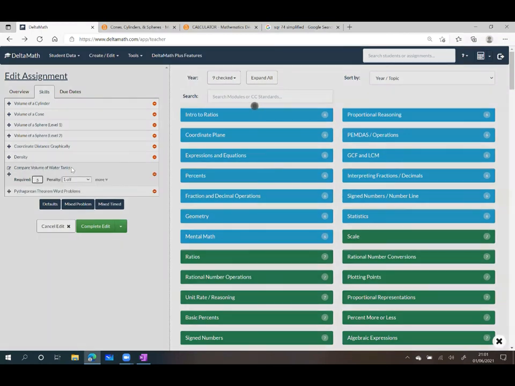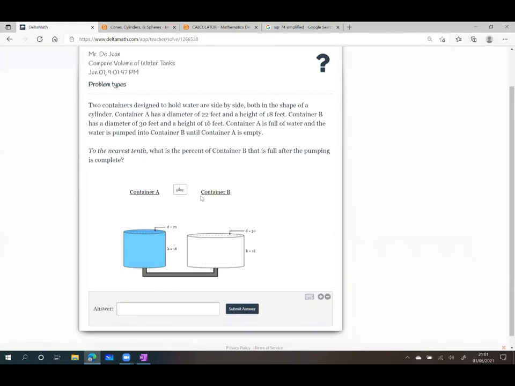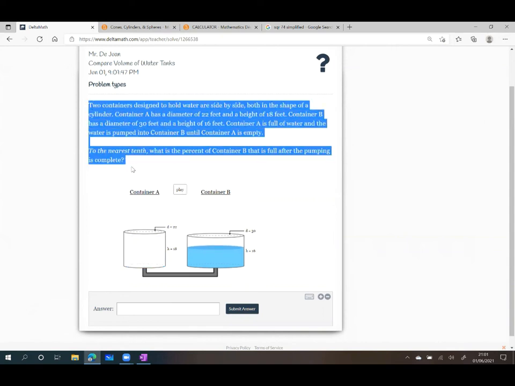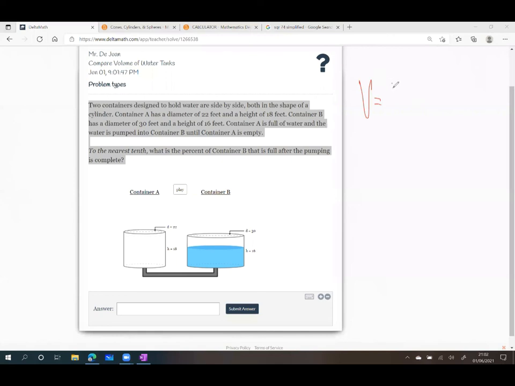Okay, so the last one that you have here is comparing the volume in water tanks. Now, this little animation is interactive, and it will help you to interpret the question. Chicos, you must read this very carefully, because all of these questions will just be asking you for the volume of a cylinder, and a cylinder is always pi times r squared times h. Remember, that is the only formula you're going to need to use for this. However, you will most certainly need to read this very carefully.